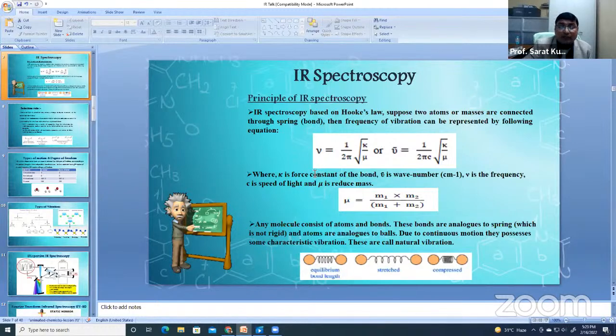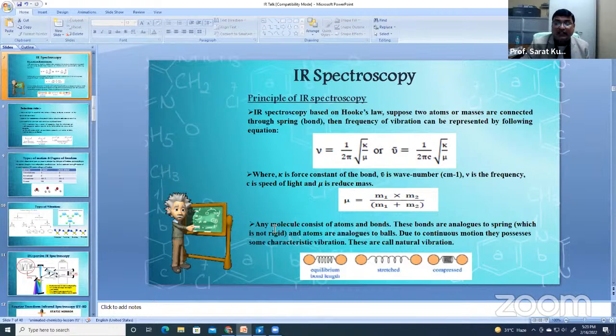That means the change in frequency, if you change the bond, frequency changes. The frequency depends directly on root over k and inversely on root over mu. The k is the force constant, the wave number is the frequency that it gives, and mu is the reduced mass.